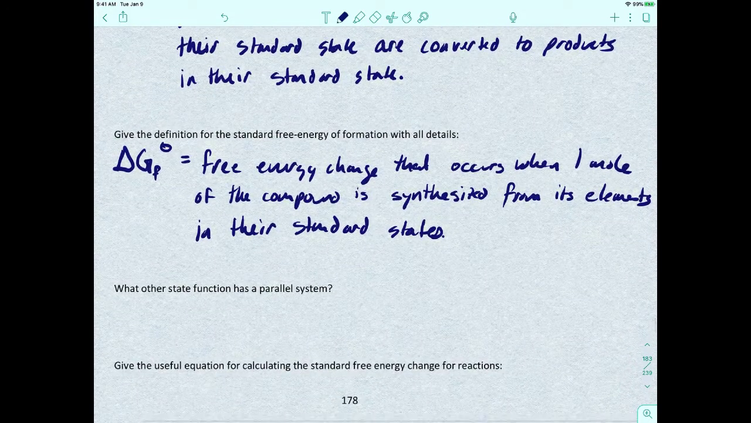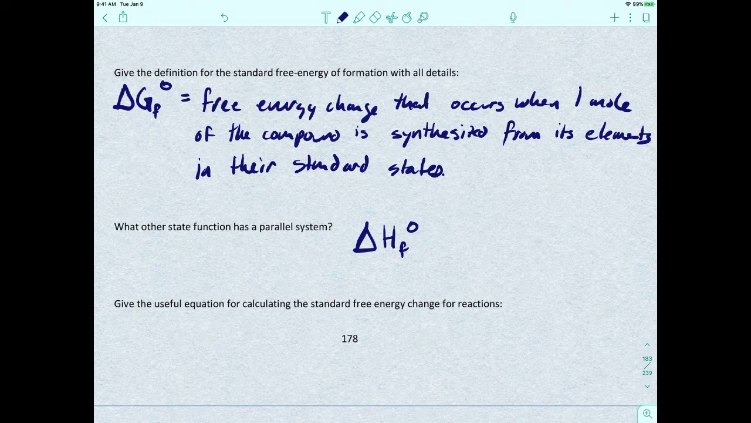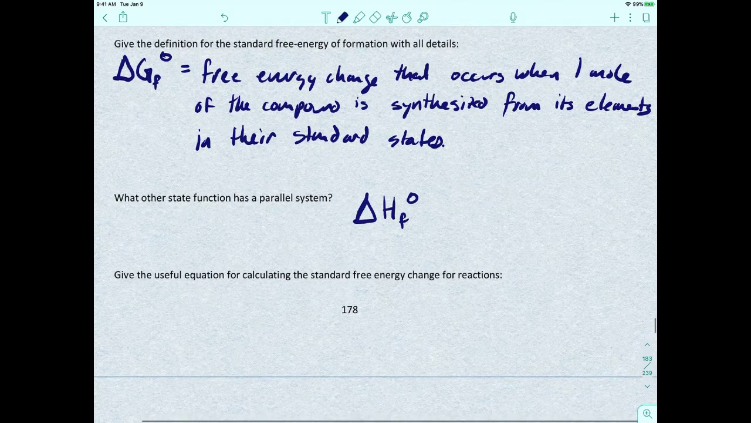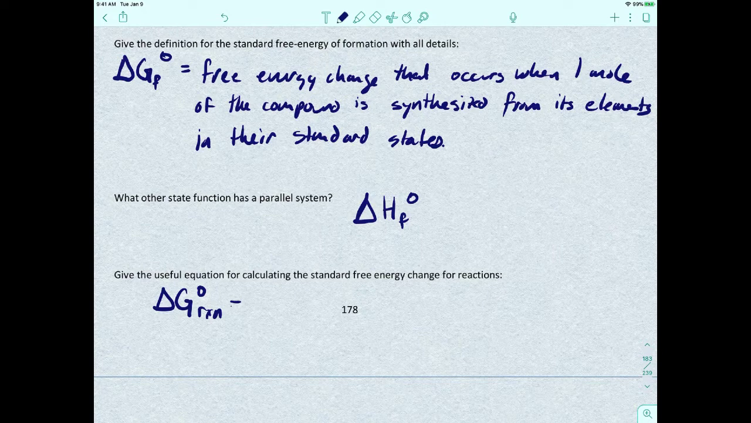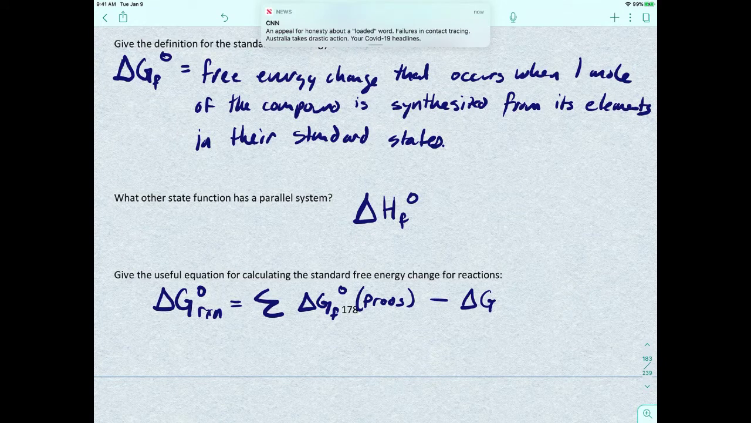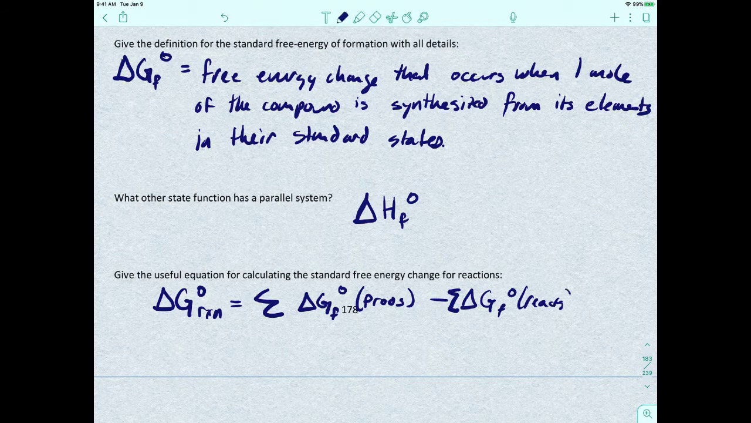Okay. Now, what other state function has a parallel system? The change in enthalpy of formation. All right, so then give the useful equation for calculating the free energy change for the reactions. What that would be is delta G, standard state of the reaction, is going to be equal to the sum of all the delta G of formations of the products minus the sum of all the delta G's of formations of the reactants times their stoichiometric coefficients.